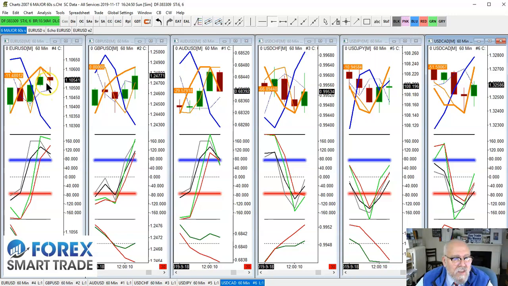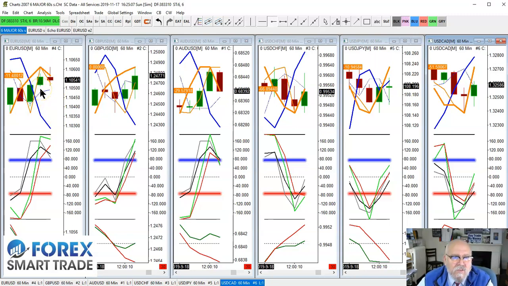So in this case, on the euro dollar, we've got 2 down signals. Dotted blue is going up, that's a down signal. Thick blue is going down, that's an up signal. So we got 3 out of 4 telling us down here.